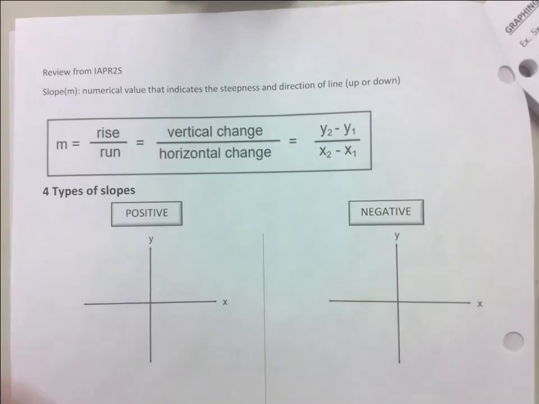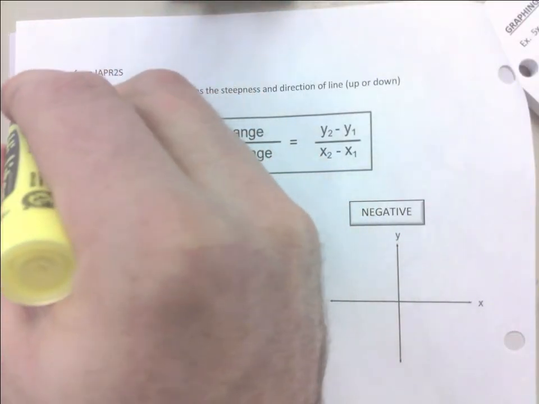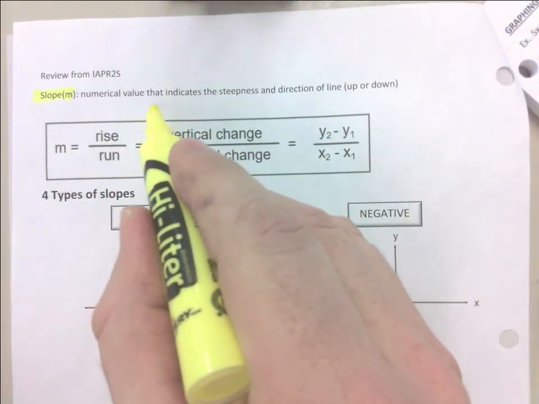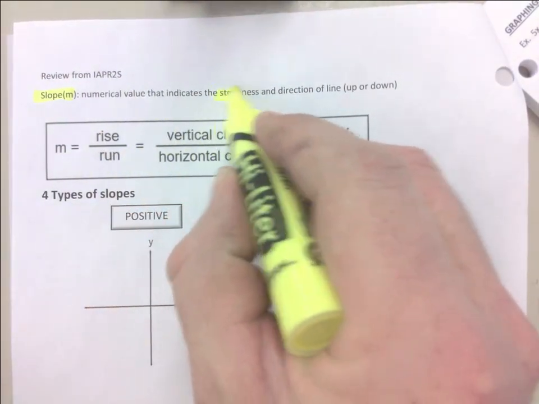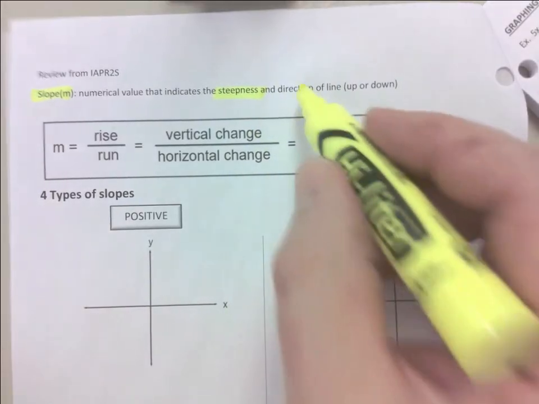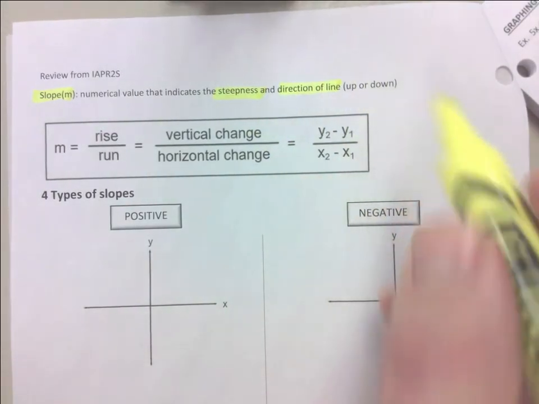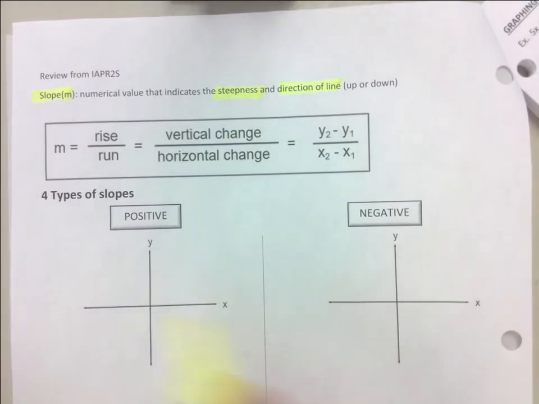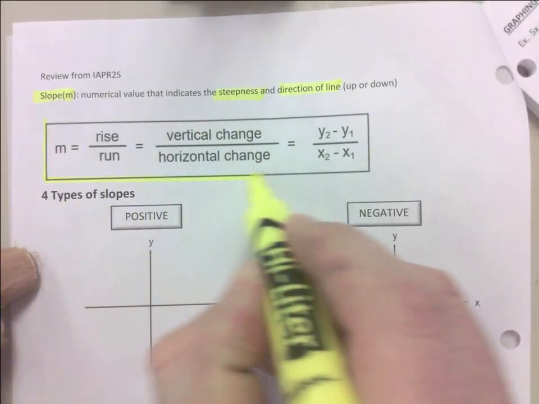I hope you remember what the slope is. Slope is a numerical value that indicates the steepness and the direction of the line. Is it going upwards or downwards?